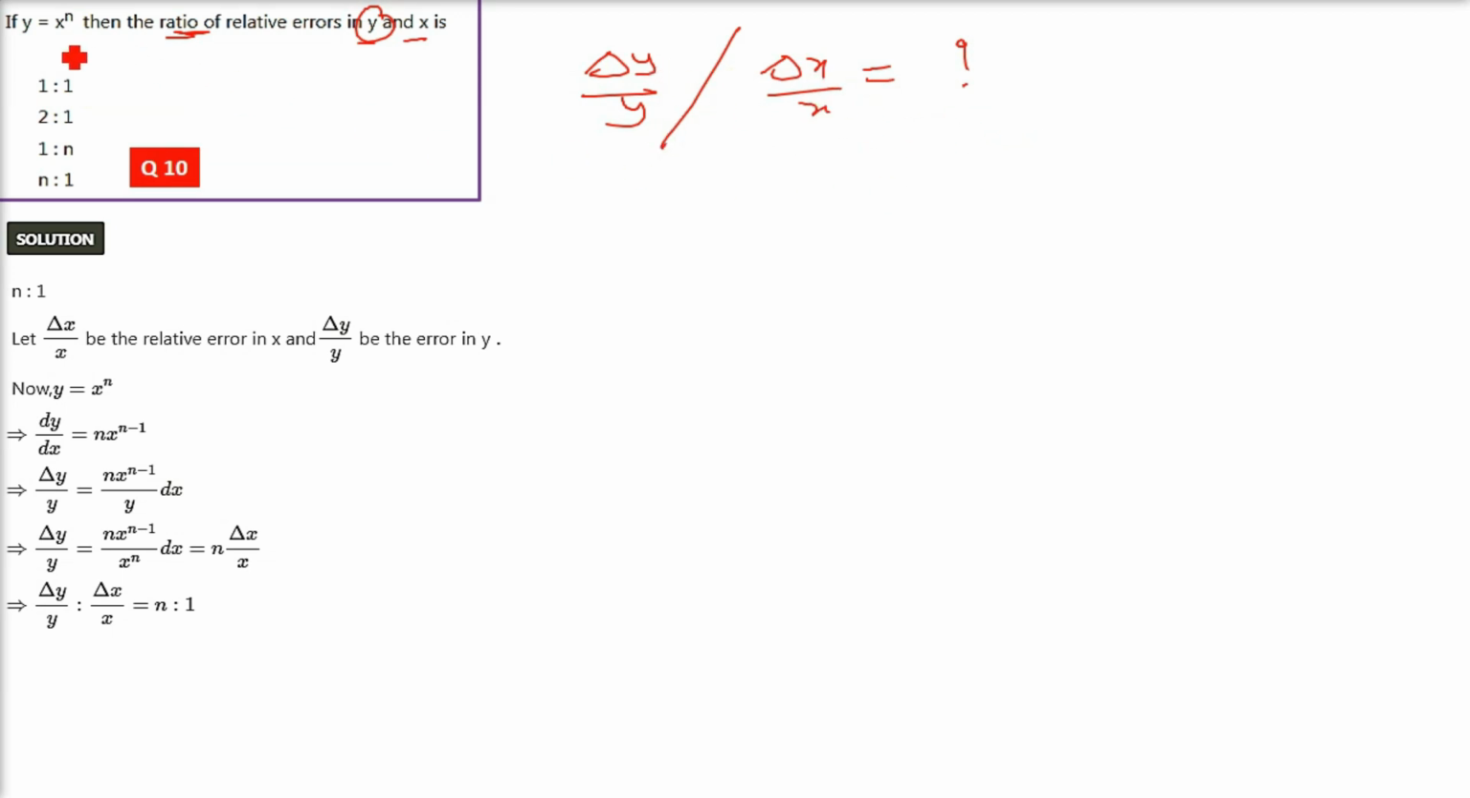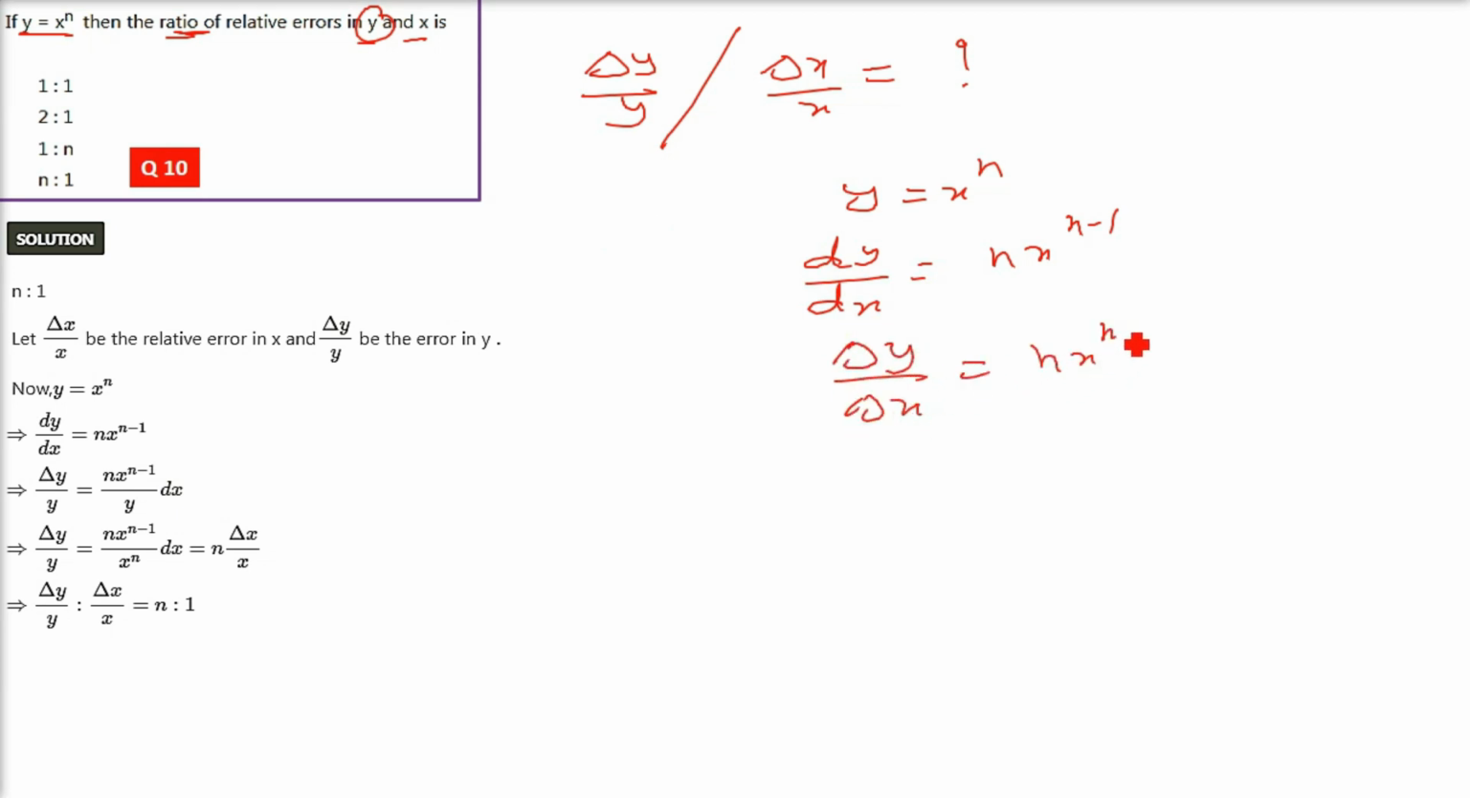So we have y is equal to x to the power n. So dy by dx is going to be equal to n x to the power n minus 1. And now let us try to visualize how delta y by y and delta x by x are going to come, because dy by dx is ultimately delta y and delta x only. I am just going to write delta y here, and x to the power n minus 1 is already there, delta x goes on the right.